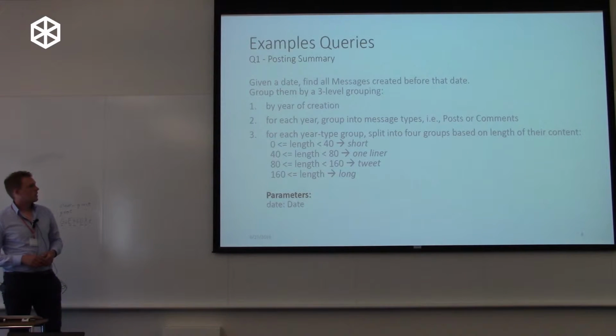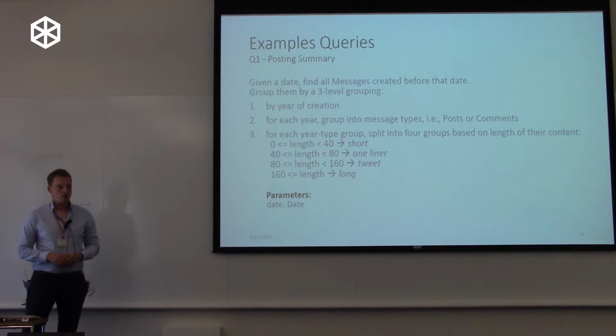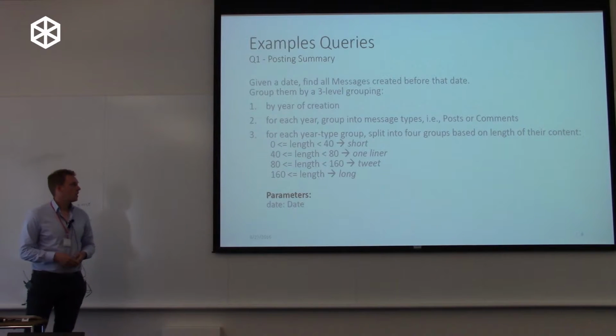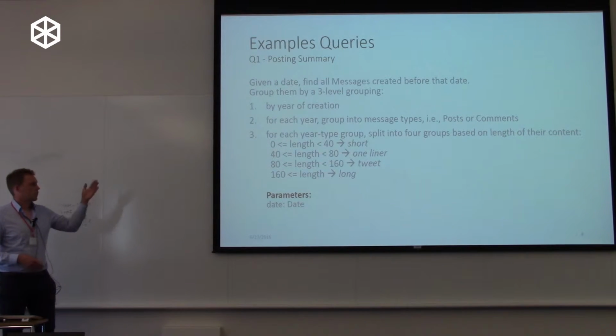I just picked randomly 2 different queries. One is something very relational, query 1. Given a date as input parameter, find all the messages before that date, and then perform a grouping first by the year, then on the second level by the type of the message, so grouping by post or comment, and on the third level by the length of the message.